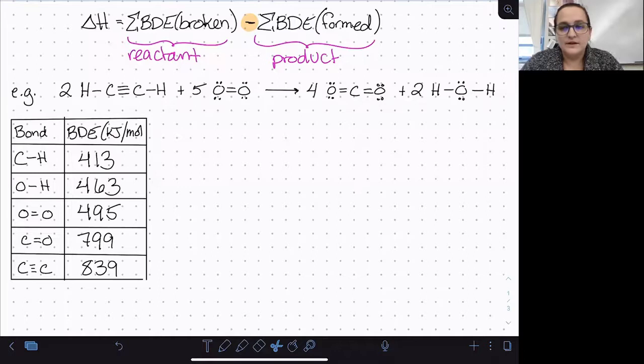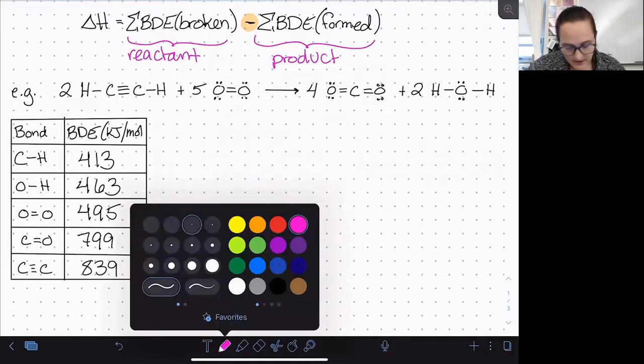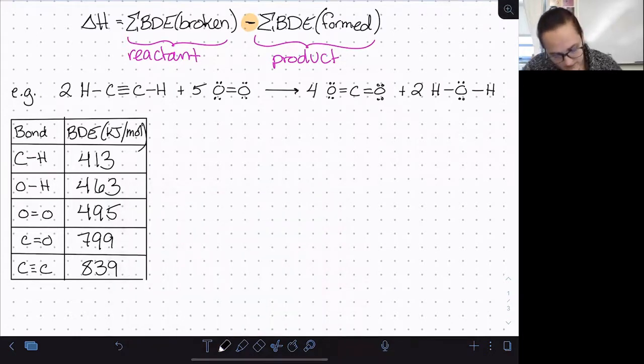So if we want to calculate delta H using bond energies, we just need to know the actual full structure of all of our reactants and products. Note that I will not be asking you to draw Lewis structures at this point. And we need to know the bond energy or the bond enthalpy for each of the type of bonds that's involved. So we'll want to keep in mind that this is given per mole.